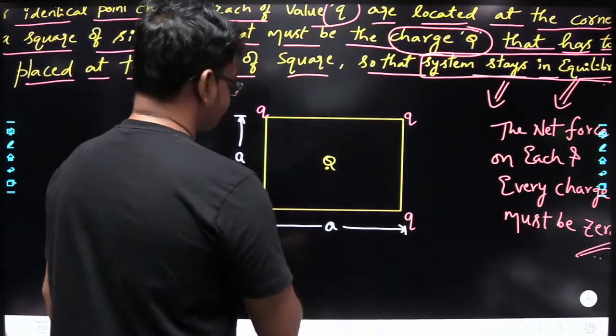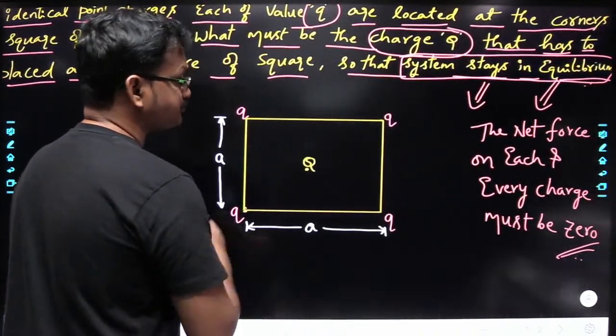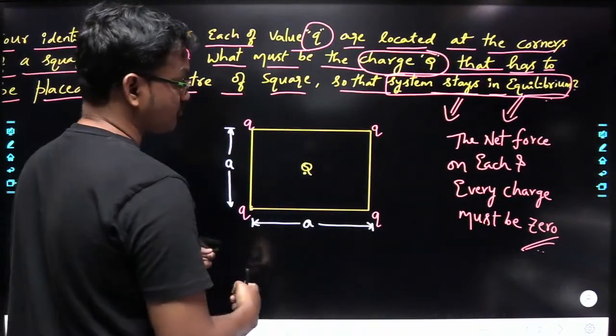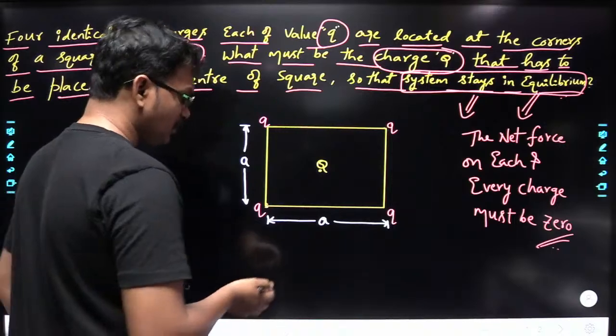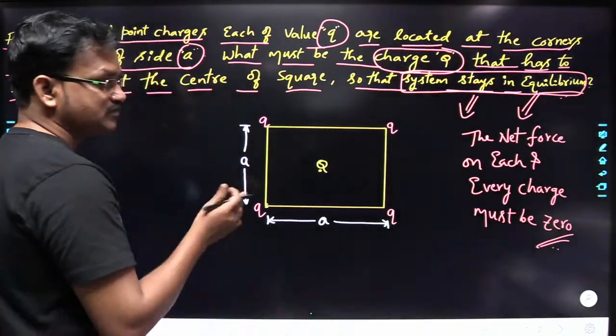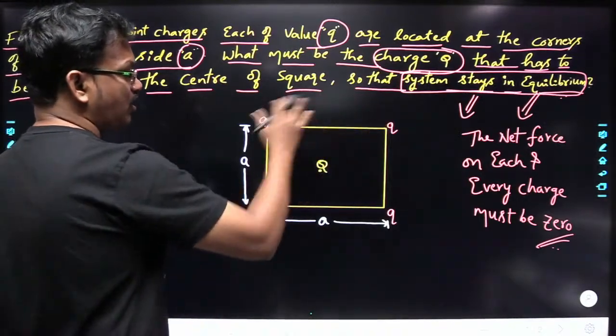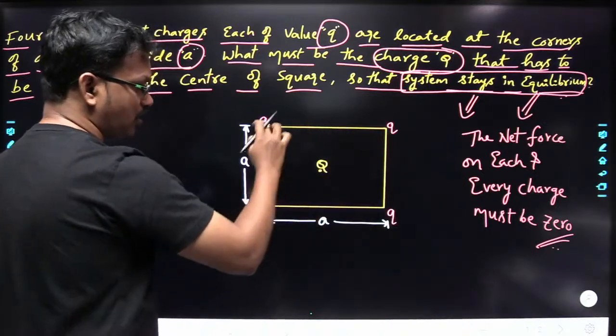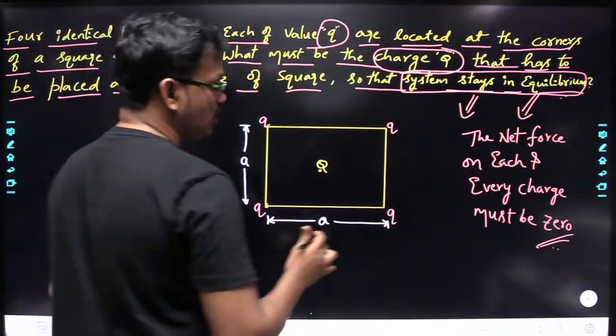Now see here. Now we will name all these charges. We know all are identical charges, whatever charges are placed at the corners of a square. Yes or no? So just name them here.